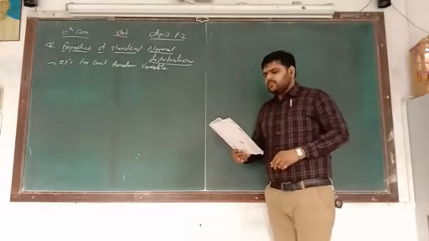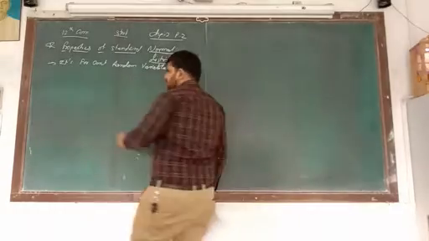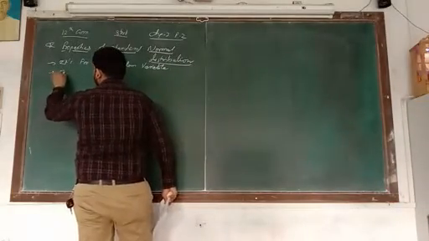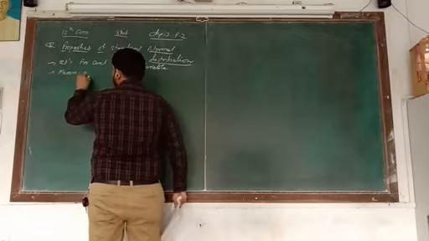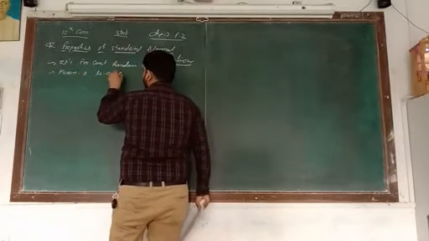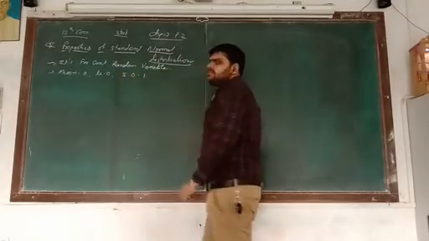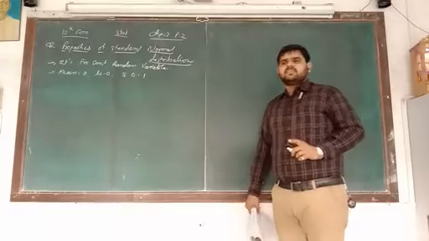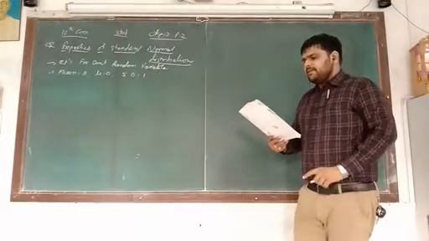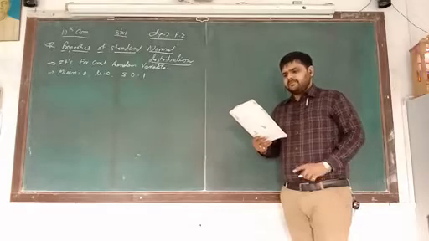Next, number 2, for this distribution, the mean is always 0, that is mu is equal to 0, and the value of the standard deviation is always 1. So this is the second property: for the distribution, the mean is 0 and the standard deviation is 1.